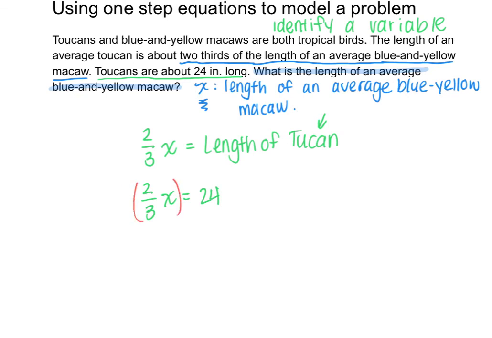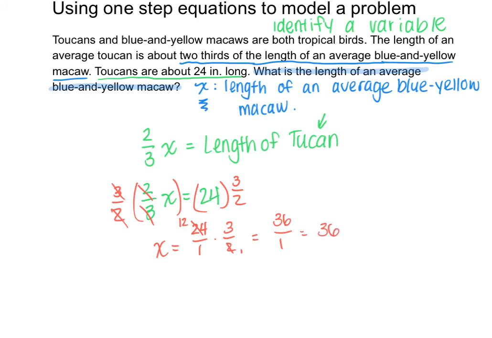We have to multiply by the reciprocal, which is 3/2. Cancel, cancel, cancel, cancel. Multiply by 3/2. We get x equals 24/1 times 3/2. Before we multiply, let's cancel. This becomes 12, this becomes 1. So we're left with 12 times 3, which is 36/1, or 36. And that is inches long. So the length of an average blue and yellow macaw is 36 inches long.